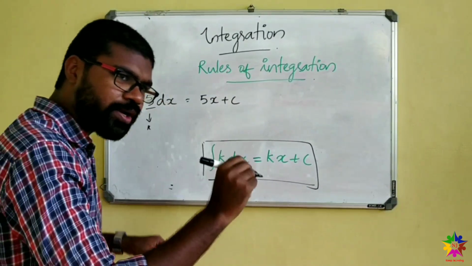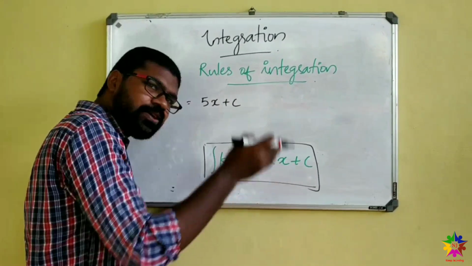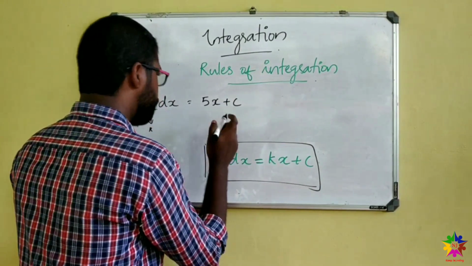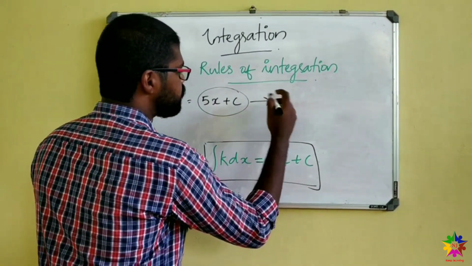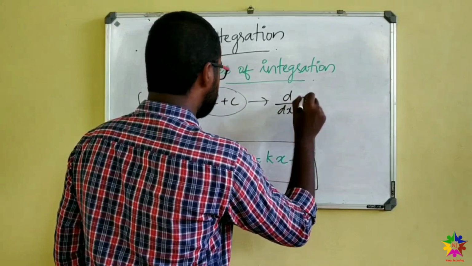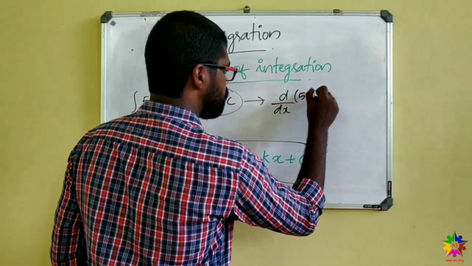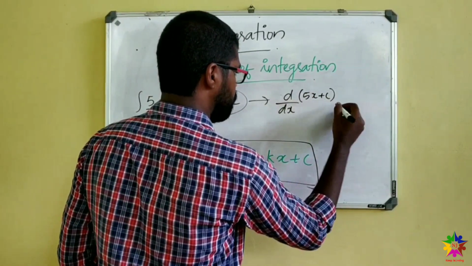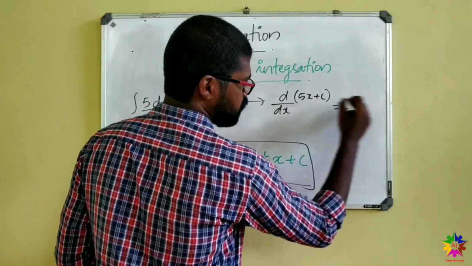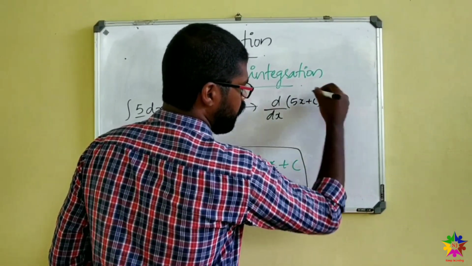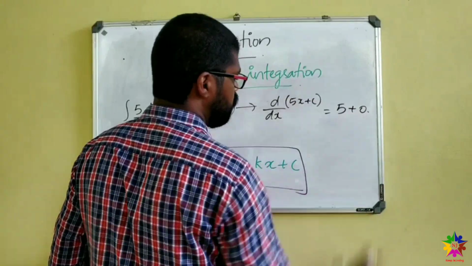I have already told you that it is a reverse process of differentiation. So if you have any doubt, you just do differentiation: d by dx of pi x plus c equals what? The constant becomes 0, and we get pi.